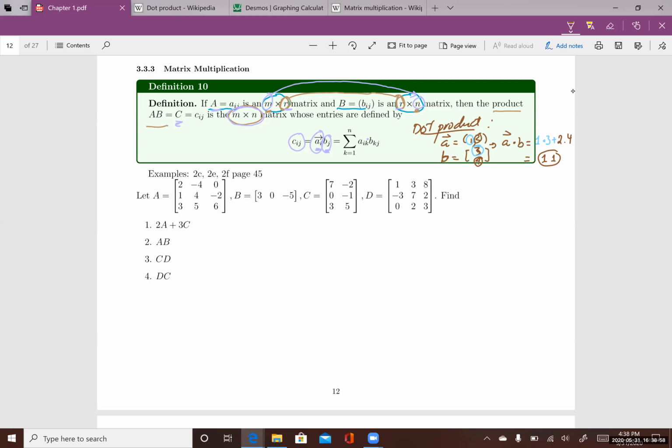And for each entry in C, again, C is the product of the two matrices A times B, you're going to use the dot product: c_ij equals the dot product of the row Ai multiplied by the column Bj. All right, let's do some examples.